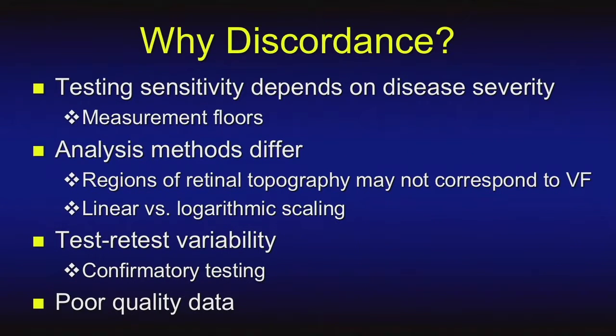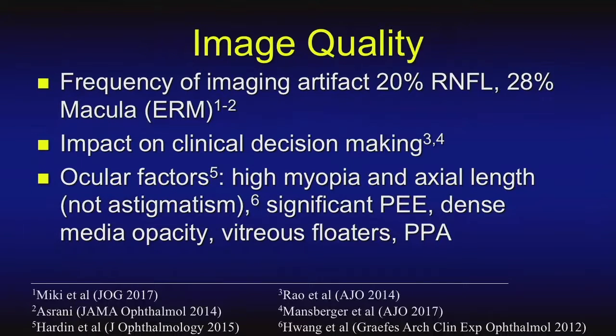So why this discordance? Well, I mentioned that testing sensitivity depends, of course, on disease severity, and you've heard from many of the speakers that particularly in eyes with severe glaucoma, there is the problem associated with measurement floors. But on top of that, the analysis methods differ, and regions of retinal topography may not directly correspond with the same regions of visual fields. There's also the problem comparing linear versus logarithmic scaling. We know that all tests have a certain degree of variability, therefore confirmatory testing is required. And yes, the problem with red disease and poor quality data.